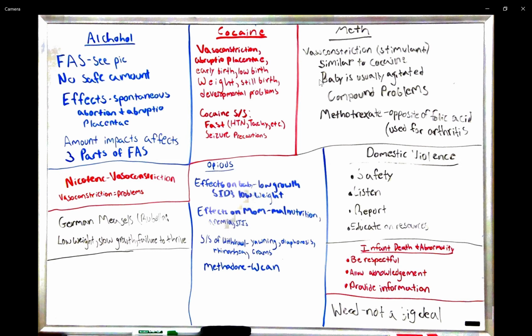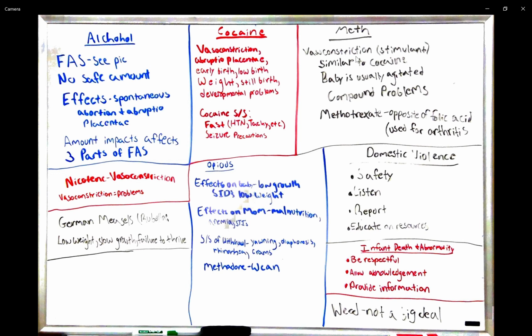But as far as cocaine, signs and symptoms of someone on cocaine, think fast. Everything's going to be moving really fast. They're going to have hypertension, tachycardia, they're probably sweating, really excitable, just everything's moving fast. So just keep that in mind because this is a stimulant. And these people are also going to be on seizure precautions.